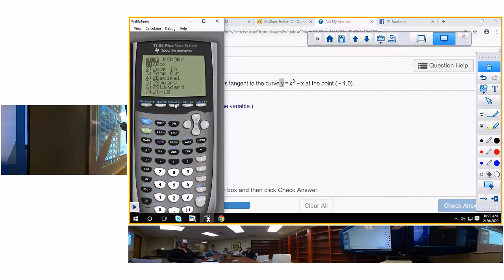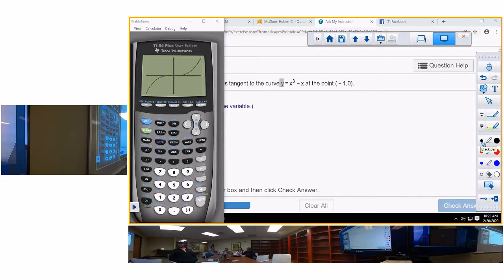Which one's fit? There it is. Thank you. There we go. All right, there's the function. And I'm just going to draw a rendition of, no, I'm not. I'm going to go ahead and find the derivative.